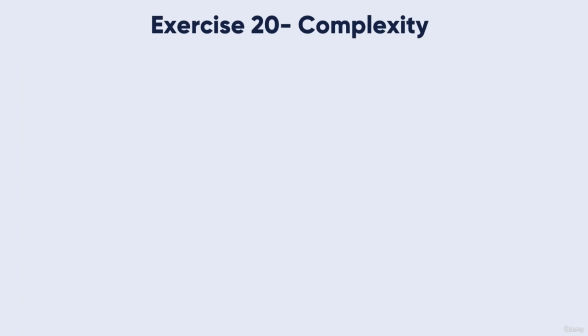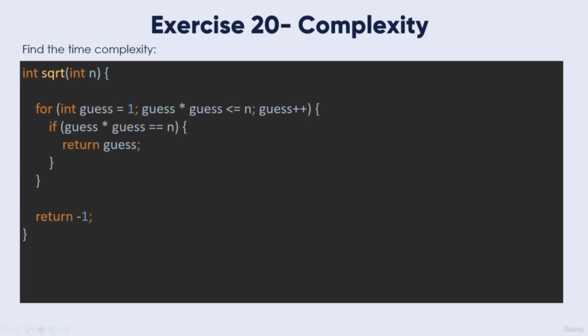Hello, my friends, and welcome to exercise number 20. We are asked to find the time complexity of the square root function. It takes a parameter int n and calculates the square root of this number. So I want you to pause the video and think about how to solve this exercise and how to find the time complexity. I hope you solve it correctly. Please write your solution in the comments below before we continue.